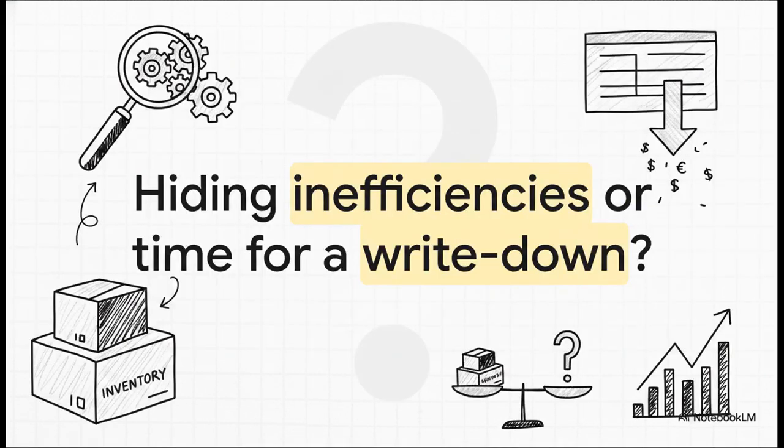So, what does this all mean for the actual business? Well, if your inventory sits on the balance sheet too long, is your cost formula just hiding deeper operational inefficiencies? Or is it simply time for a ruthless NRV write-down?